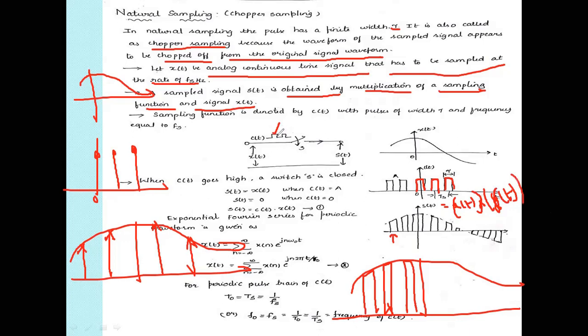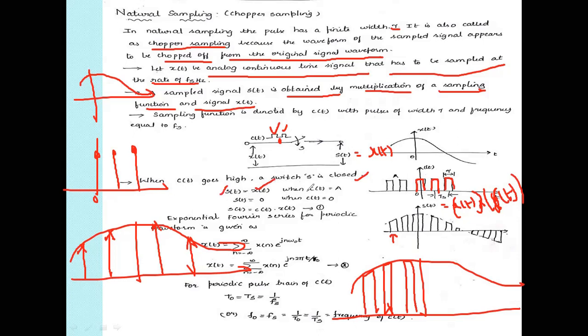Whenever you get the 1, the switch is on, and whatever the output in the s of t, you get the same signal x of t, and it holds here. And after that, 0 will be obtained, and when 0 is obtained it means the switch is off, and there is a gap here. Then after, whenever it is 1, again the switch is on, and whatever the signal x of t is, you will get at the s of t. When the c of t goes high, the switch s is closed. So s of t is equal to x of t.